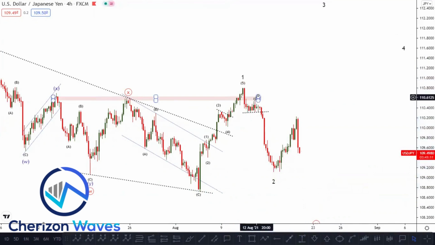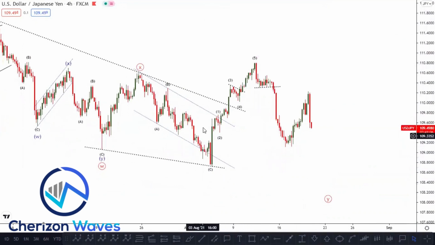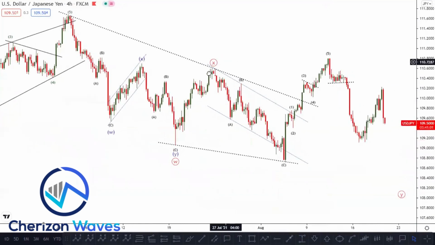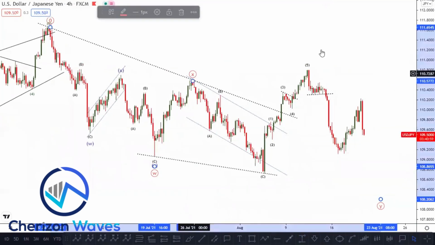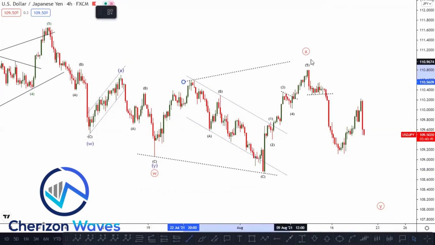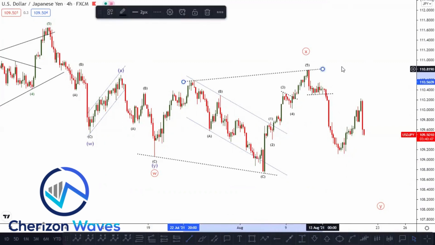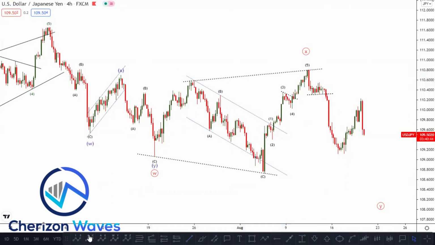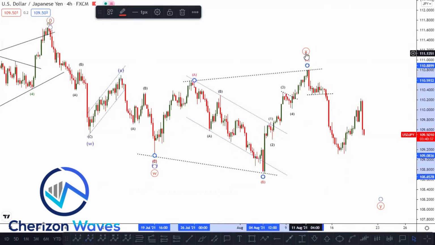So we could have, instead of 1, 2, 3, 4, 5, this move becoming wave X all the way to this point. So instead, this is what we'll have. We will have a structure here, this kind of structure. We will have an expanding correction. So we'll have A, B, and wave C to complete X.